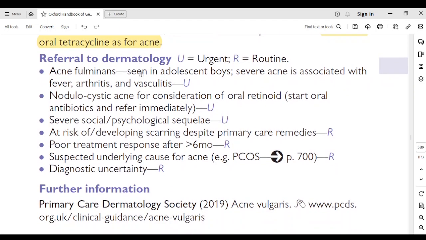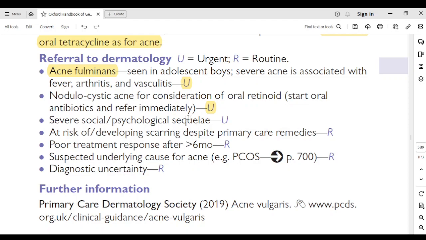Referral to dermatology. Acne fulminans, seen in adolescent boys, is severe acne associated with severe arthritis, fever and vasculitis. Urgent referral. Nodulocystic acne, for consideration of oral retinoid: start oral antibiotics and refer immediately. So retinoid has to be started by a dermatologist. Whenever you are seeing nodulocystic acne, that is severe acne, you start an oral antibiotic and refer to a dermatologist for starting retinoid.